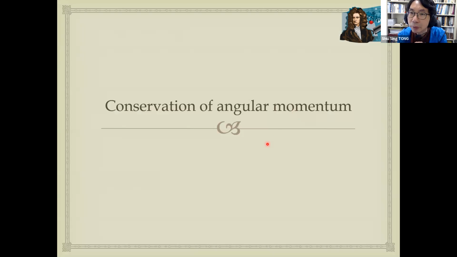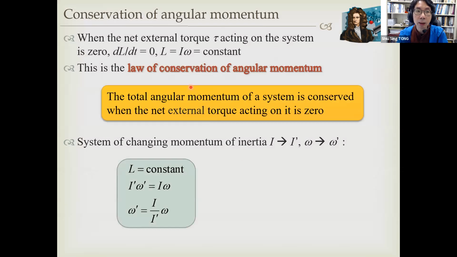Now then, we will proceed to an important theorem in this lecture, that is the conservation of angular momentum. When the net torque acting on the system is zero, this is the total torque acting on the body or system of particles, that means, because tau is equal to dL/dt, that is Newton's second law of rotation, if tau is equal to zero, then dL/dt is equal to zero. And that means the angular momentum is a constant.